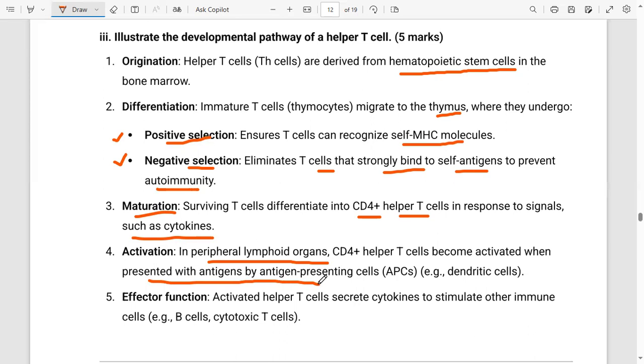So when these are activated, then they can perform their functions. Activated helper T cells secrete what we call cytokines to stimulate other immune cells. So these T cells will just tell other immune cells to start working, for example the B cells or the cytotoxic cells. They will tell them what to do, like, oh, listen, guys, we have a foreign substance in here, so start working. So that's what they do. This here is the developmental pathway of the what? The helper T cells.